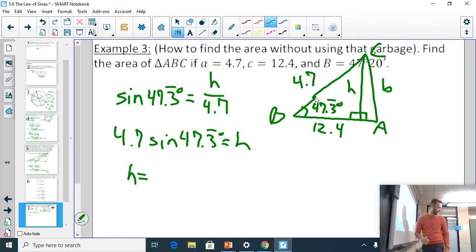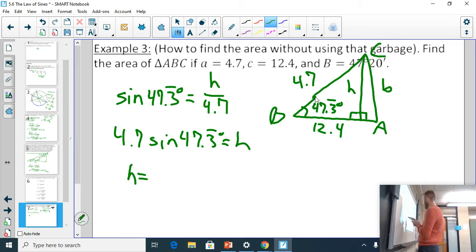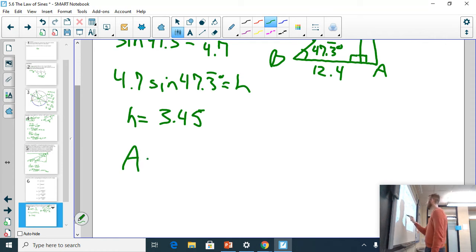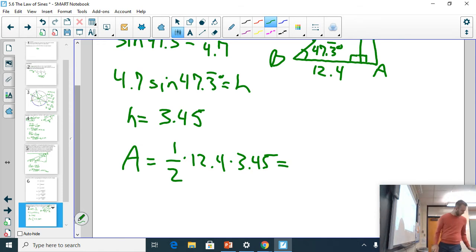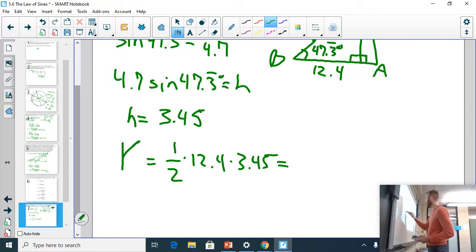And so if we just stick that into our calculator, we have 4.7 times the sine of 47.3 degrees, and we are left with 3.45 about. Well, and now we have our height, right? And what's the area of a triangle? A equals 1/2 base, which would be 12.4, times the height, which is 3.45. We just found it. A is a bad name because we already have A, the angle, so let me call it capital K.